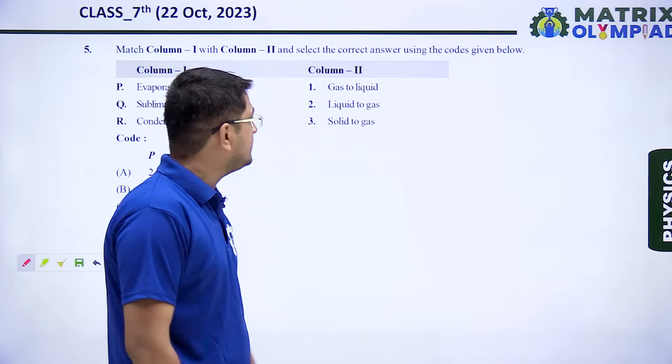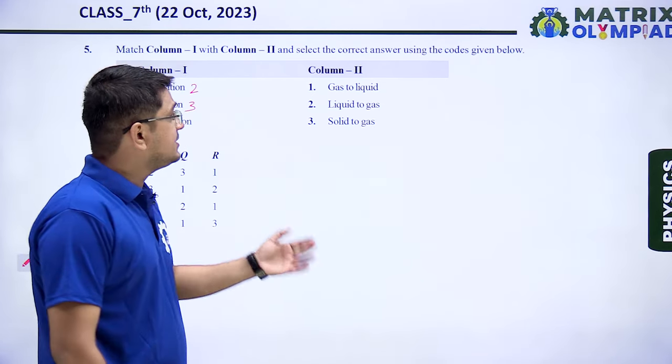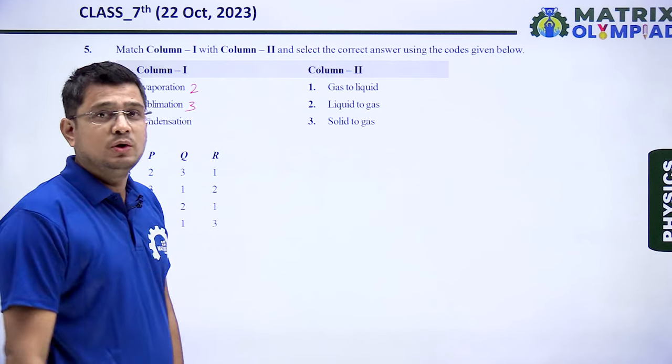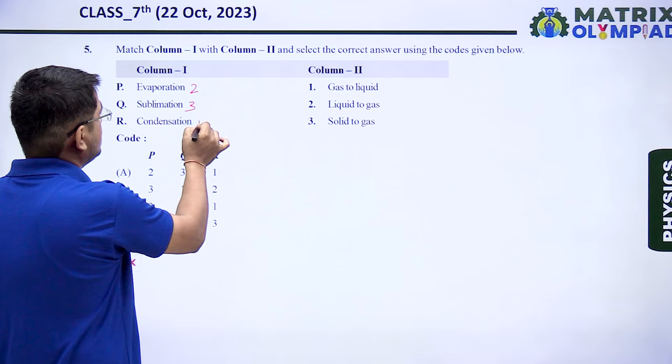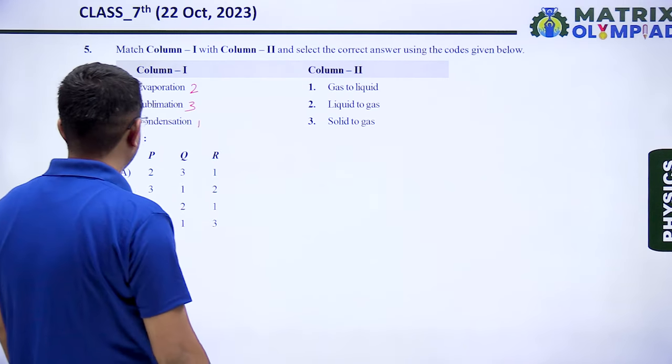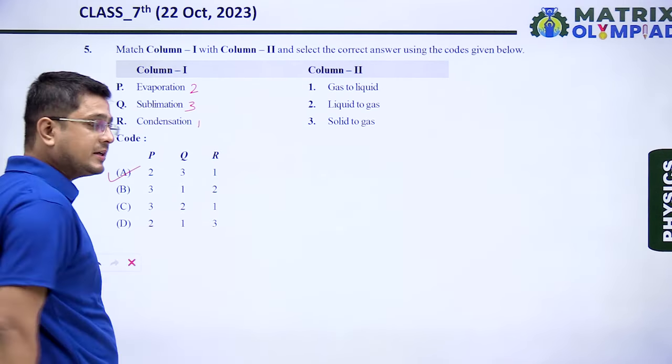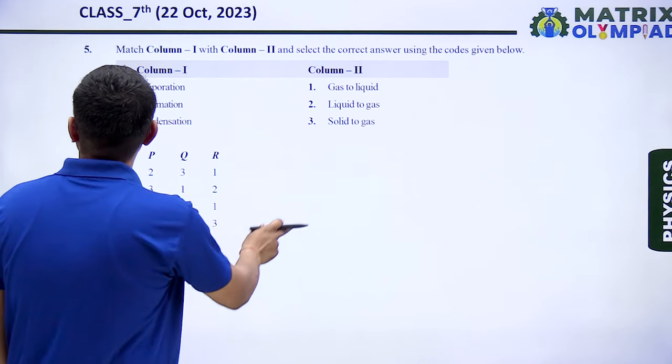Condensation, that means when any gas is converted to liquid, then it is called condensation. So for R, it is 1. So correct code answer will be 231. Let us check 231. That is option A is our correct answer. Okay. Next question.